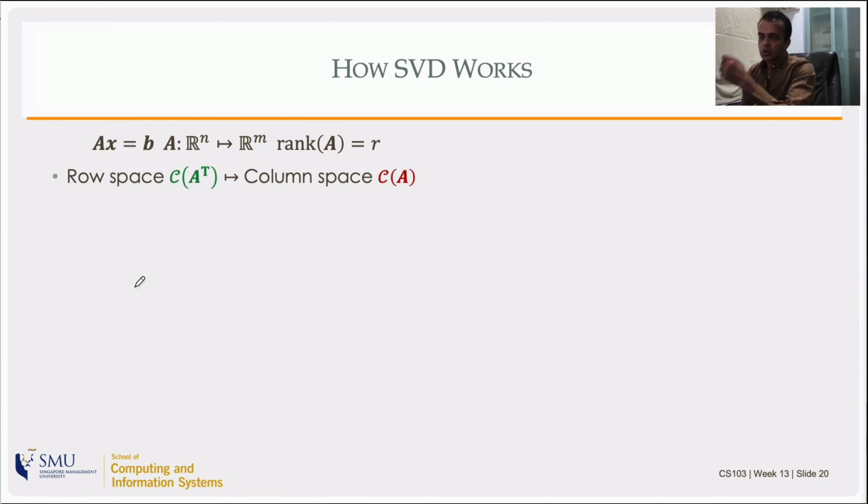The mapping from the row space of this matrix to the column space of the same matrix is a one-to-one mapping. Any vector in the row space will give you a unique vector in the column space. So that is a one-to-one mapping.